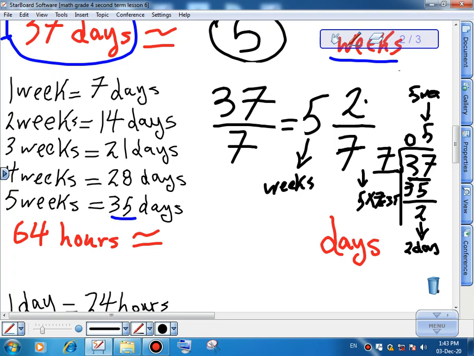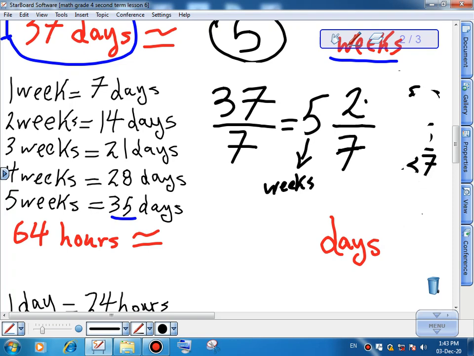2 days of the 7 days of the week is smaller than the half, so 2 over 7 is smaller than the half, so I cancel it. What is the half? It will be 3.5 over 7. 2 over 7 is smaller than the half, so it is a weak part. Just cancel it and get 5.